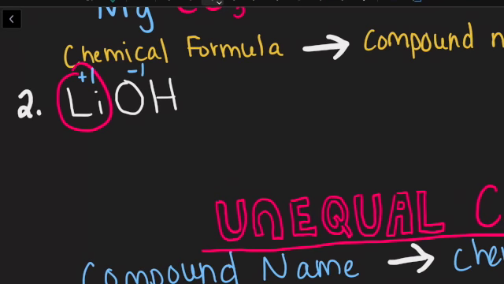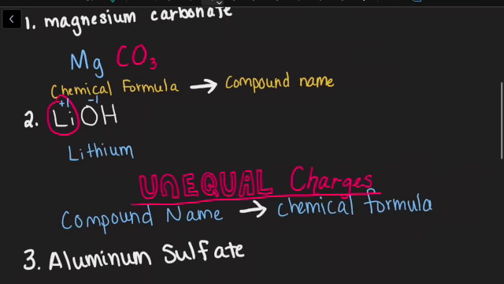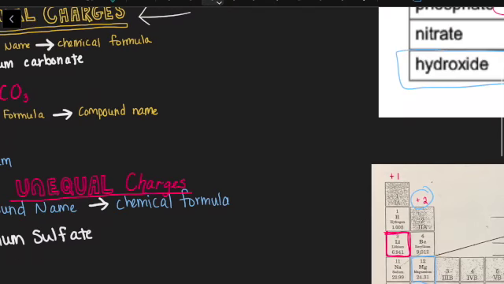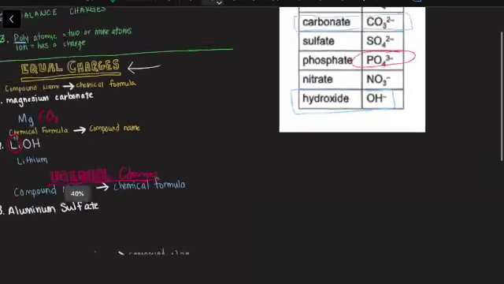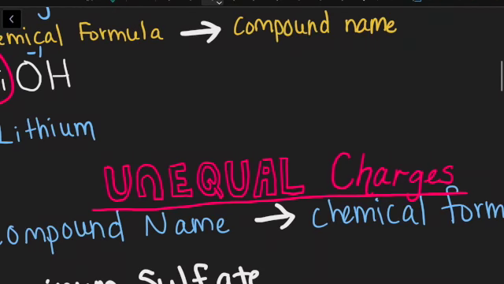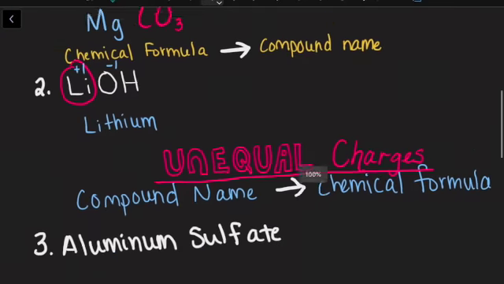So that would just be lithium, because you always write the first element just normal, and then you use whatever is on this chart, hydroxide. And that is your answer there.